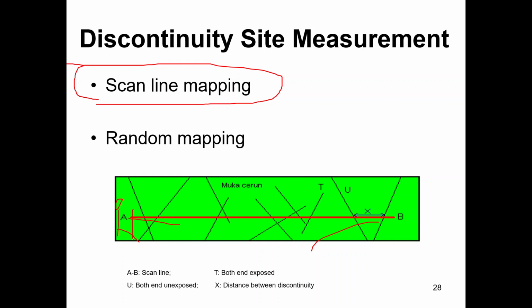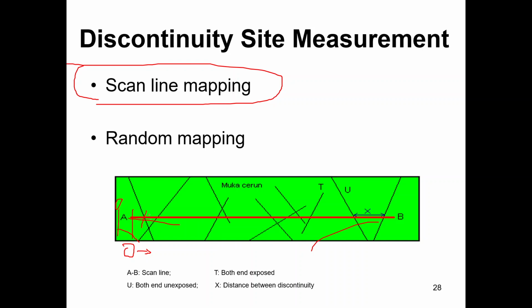So you set here as 0. Your distance is 0. Then you start walking towards here, and then you find one discontinuity here. So you have to measure the distance from the starting point, and then you observe the type of discontinuity, whether it is a joint, foliation, and so on.